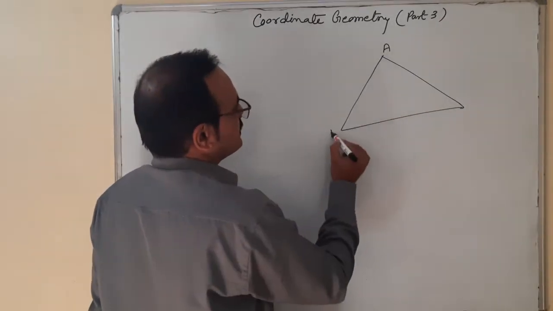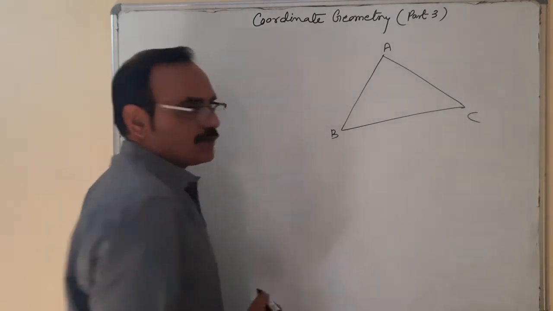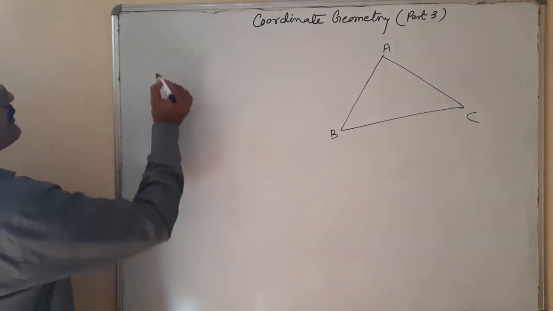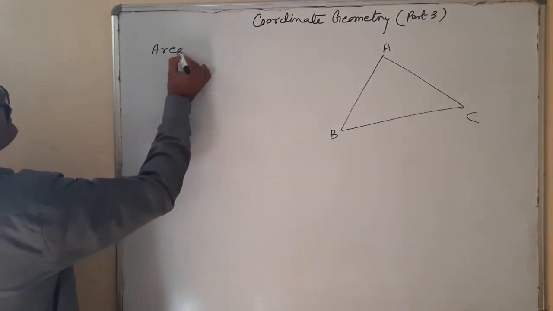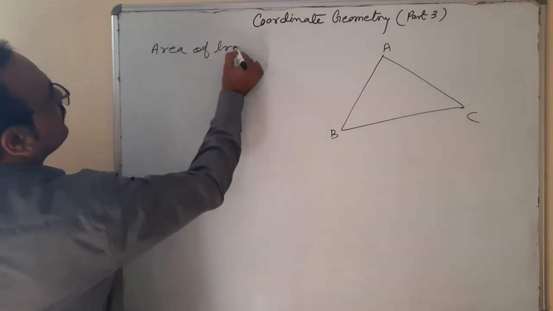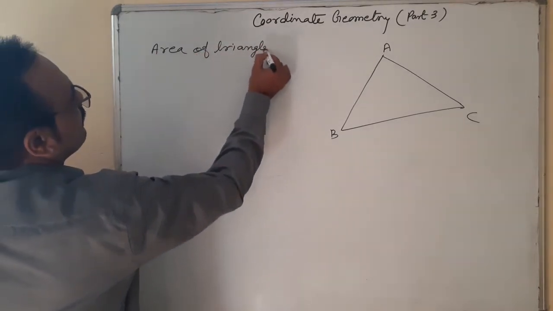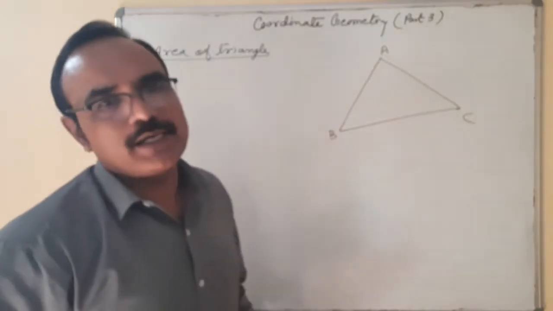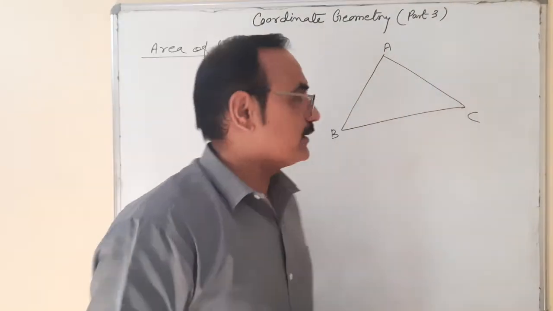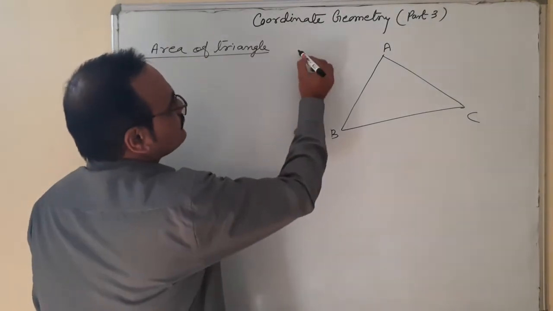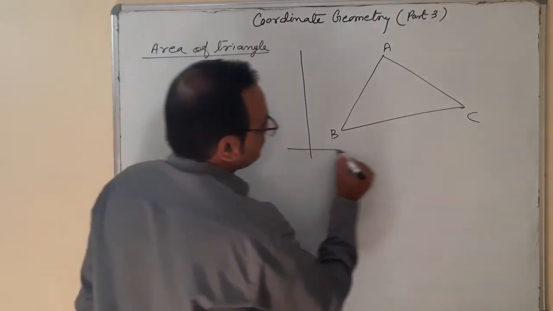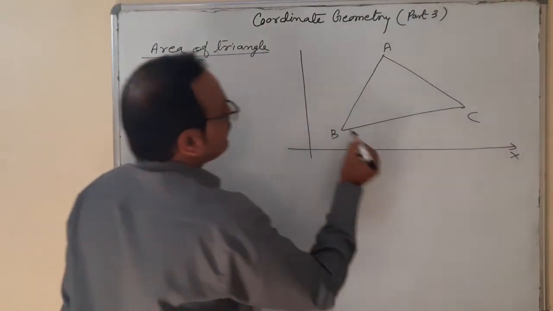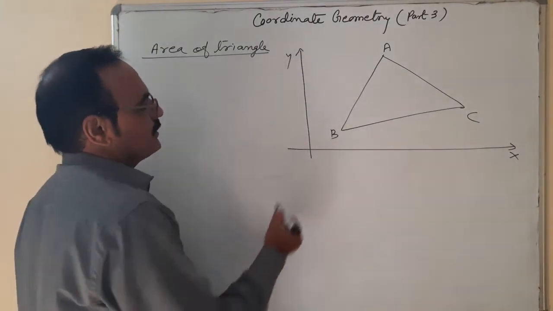A triangle ABC. This is the formula for the area of a triangle. What is it? Area of triangle, it's not half into base into height. When the coordinates are given, how to find the area of a triangle.